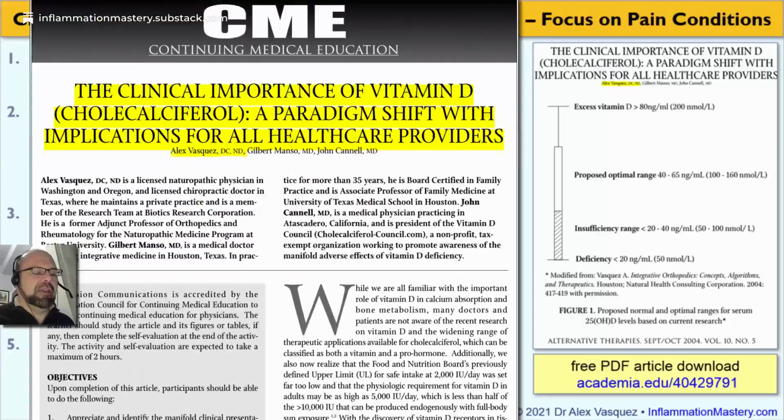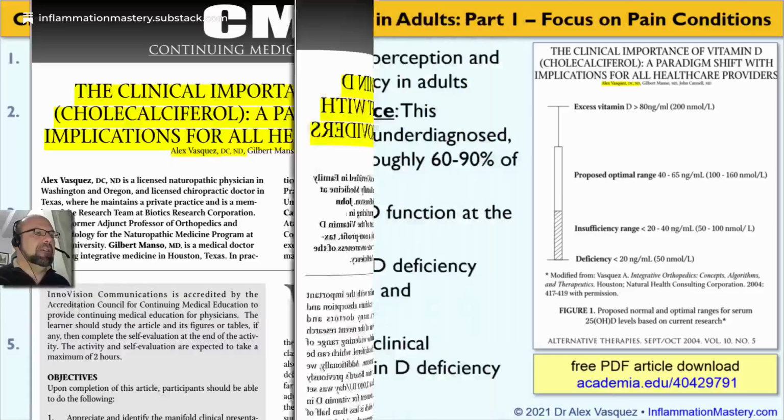Most of you know that in 2004 I published a major monograph on vitamin D, and you can download that from the academia website. As you can see here, this is a free PDF peer-reviewed article download.